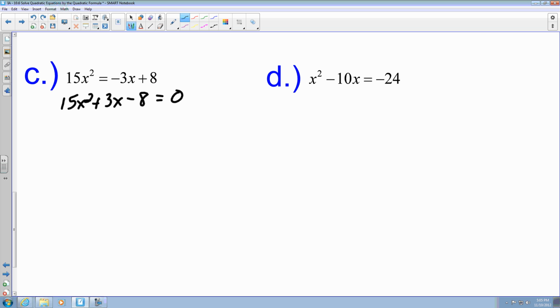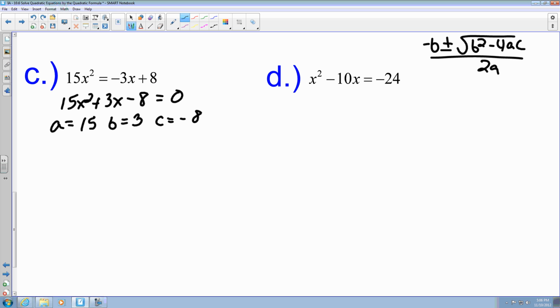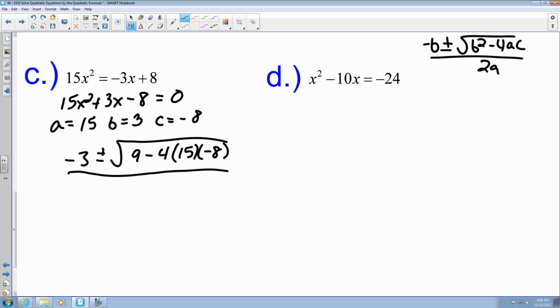So let's write it up here. So it's negative b plus or minus square root of b squared minus 4ac all over 2a. So if we're going to do that, let's find what our a, b, and c are. So a equals 15, b equals 3, and c equals a negative 8. So we got a negative 3 plus or minus square root of b squared, which is 3 squared, which is 9, minus 4 times a, so that's 15, and c, which is a negative 8, all over 15 times 2, which is 30.